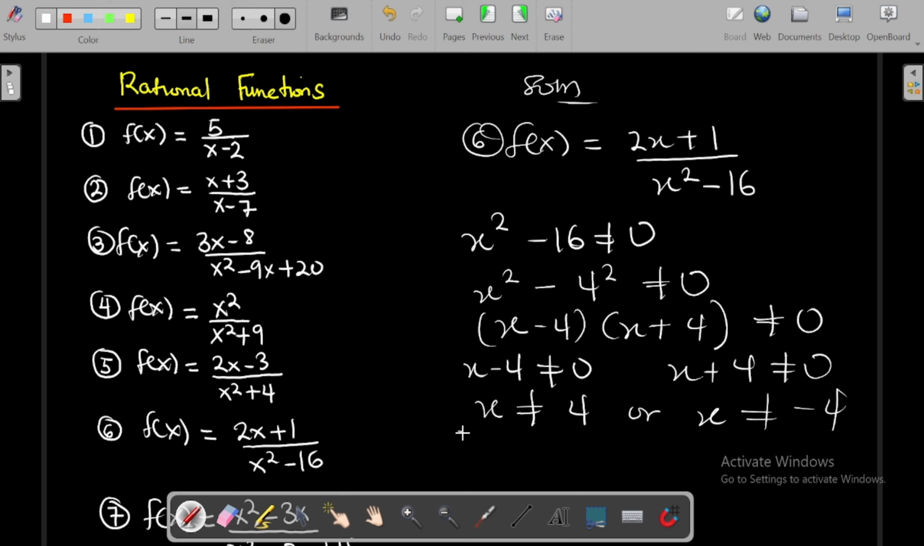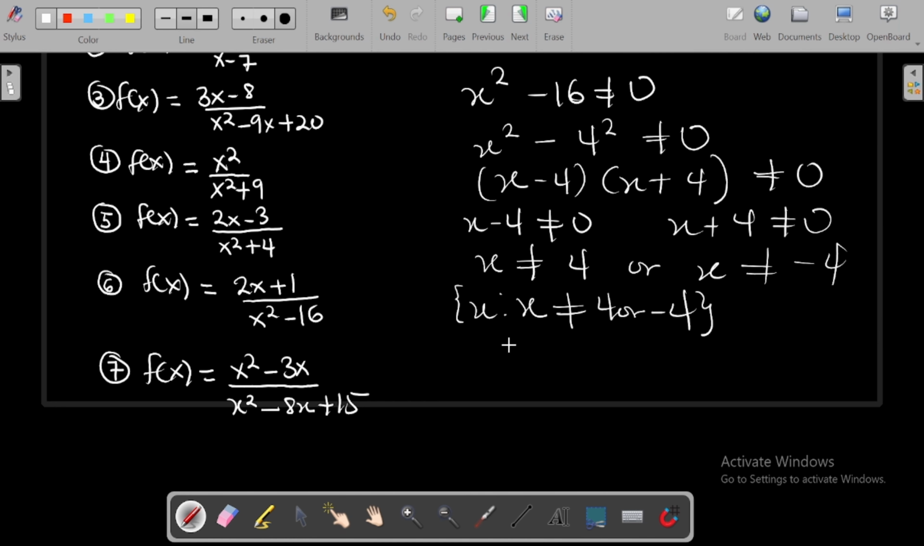Okay, so from here the domain is simple. x is such that x is not equal to 4 or negative 4. To represent this on a number line, you draw your number line from negative infinity to positive infinity. Your numbers are 4 and negative 4. Negative 4 comes on the number line first, and then you have your 4 here. Since it is not equal to, you just have an open circle on top of both.